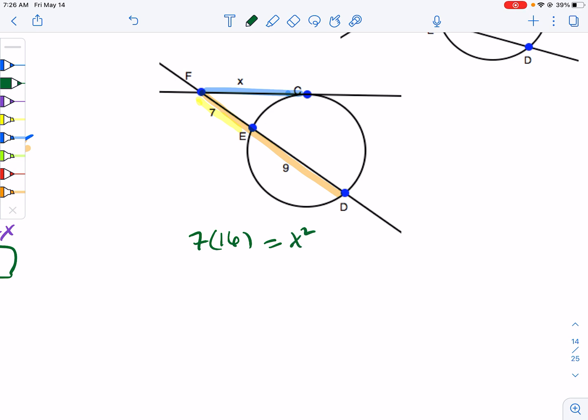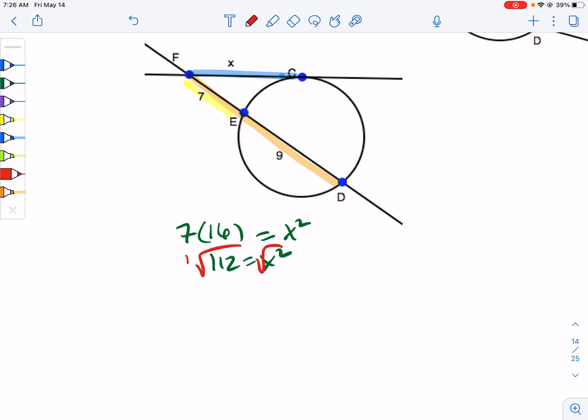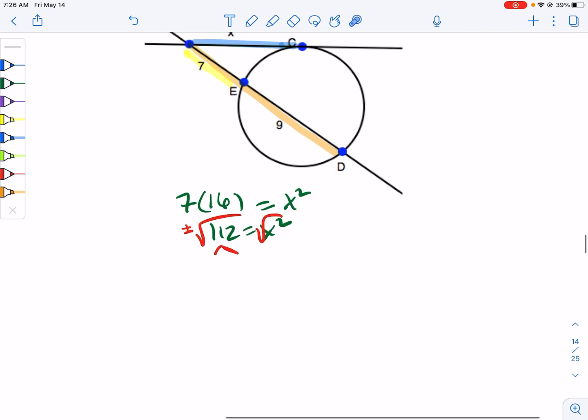So if we do 7 times 16, that gives us 112 equals x squared. So we take the square root of both sides with the plus or minus. Since 4 goes into the last two numbers, which is 12, then I know the whole thing's divisible by 4. So if I divide this by 4, I get 4 and 28, which is 4 and 7. So then there's a pair of 4s and a loner 7. So this is 4 root 7 equals x.